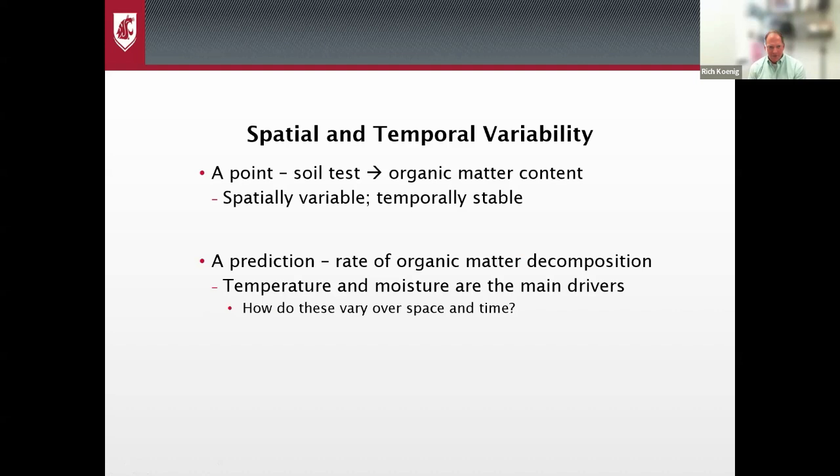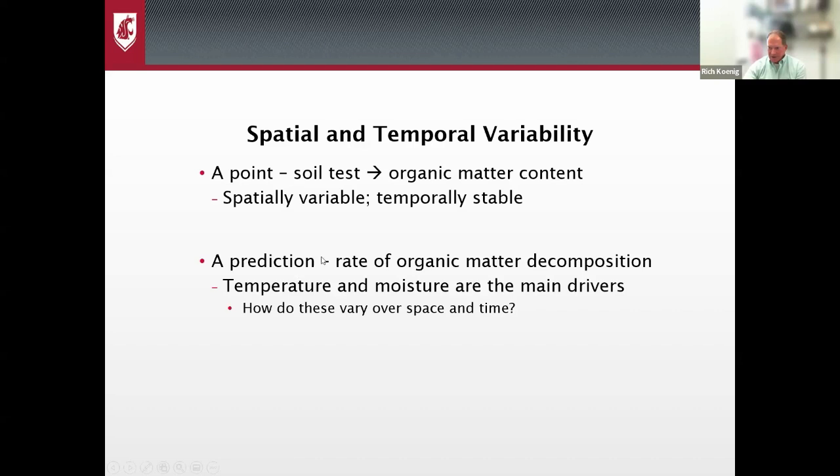One of the big differences between, let's say, nitrate and ammonium and organic matter is that while they're both spatially variable, organic matter is much more stable over time. So if you collect a sample from a site that's high in organic matter, it's likely to remain high in organic matter over reasonable time frames anyway. So it's less subject to temporal variability than nitrate and ammonium.